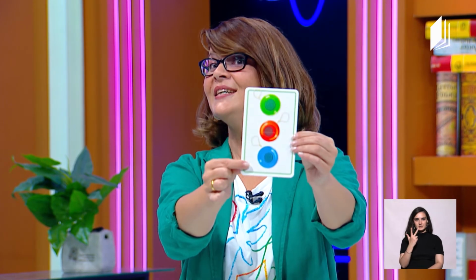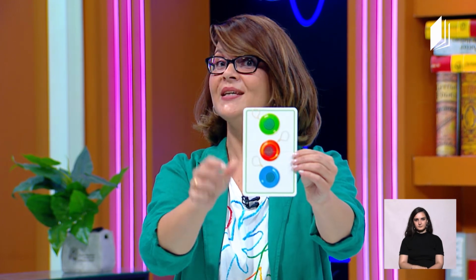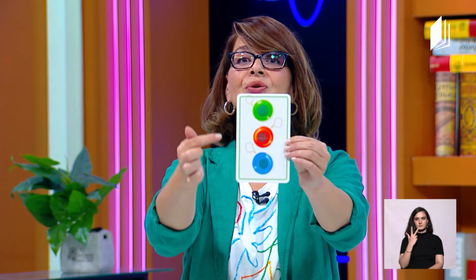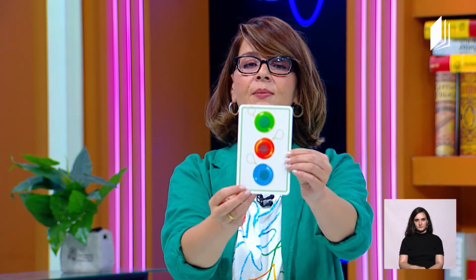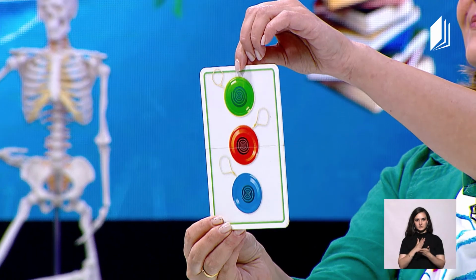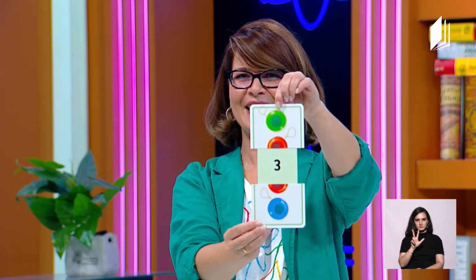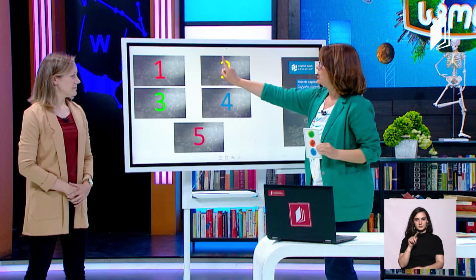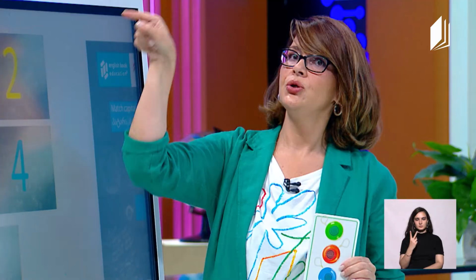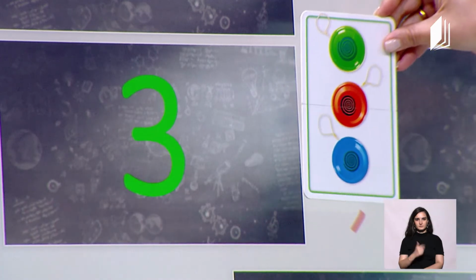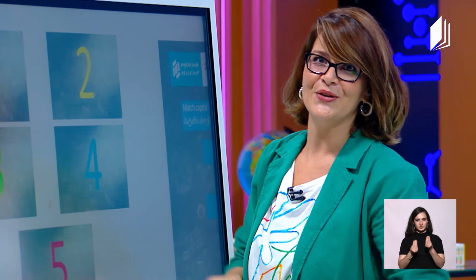And what comes after two? Three. Great. One, two, three. Let's check. Are you ready? Yes, it is number three. Great. But look at the board. Where is number 3? 1, 2, 3. 3 toys, 3 yo-yos on the board.